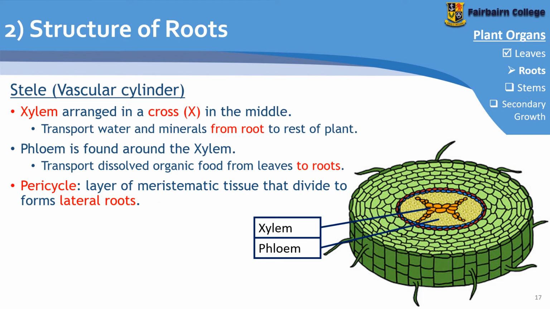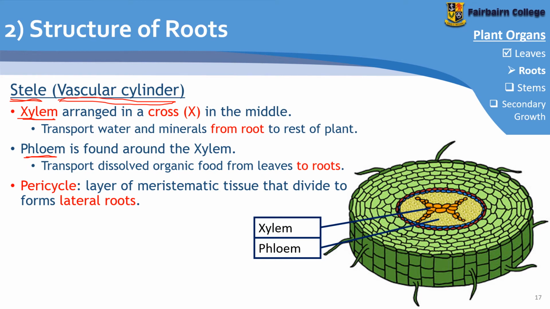So the last area of the root that we're going to look at is called the stele, or sometimes called the vascular cylinder or central cylinder. And similar to the vascular bundle in leaves, the function of the vascular cylinder is transport. So this is the transport part of the root. For that reason, we see the two vascular tissues found in the vascular cylinder: the xylem and the phloem.